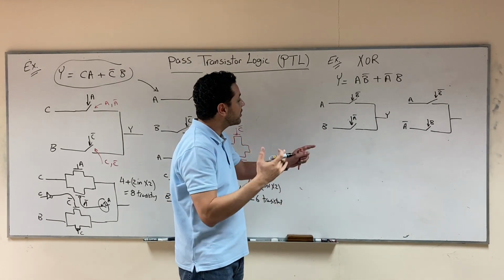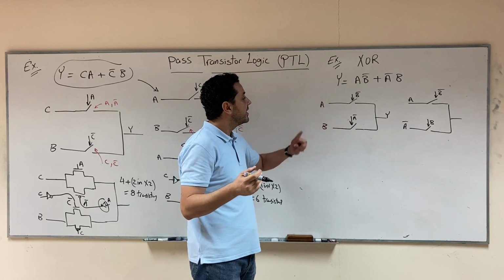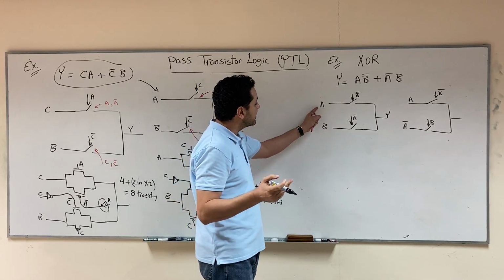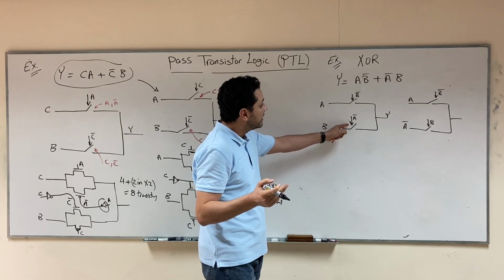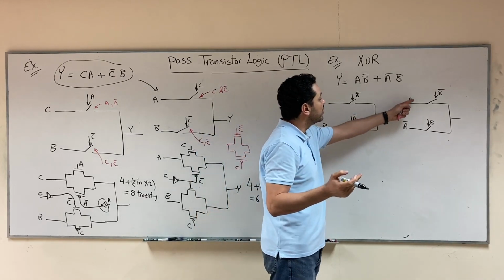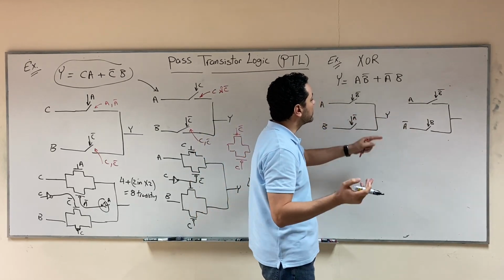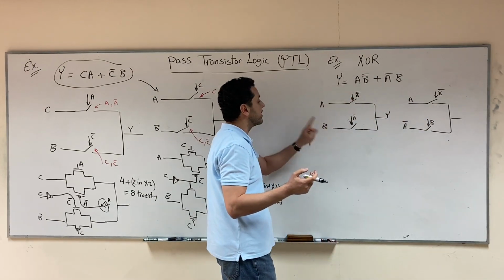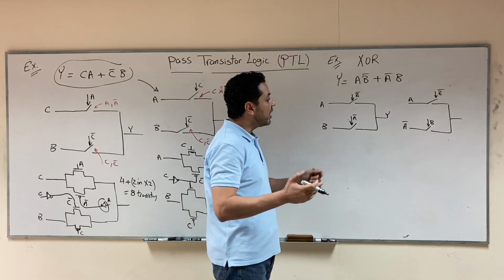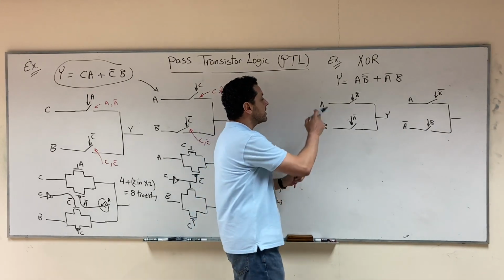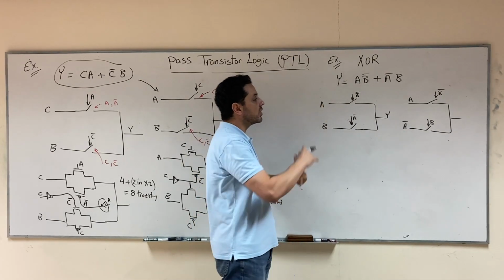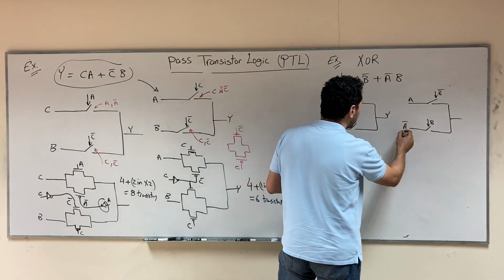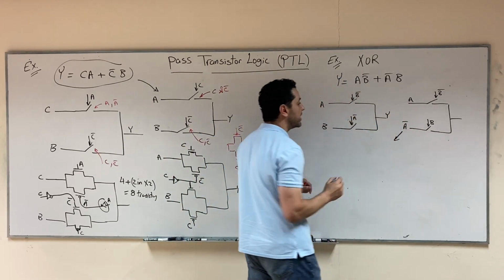Why? Because in both of them you will need to invert A and B. You will need to invert A whether you use it as an input or as a control, and you will need to invert B whether you use B and B bar as controls or use one of them as a control and the other one as an input. In all cases, you will need to invert A and you will need to invert B. So it doesn't matter. So we will go with one of them. So let's go with this implementation.